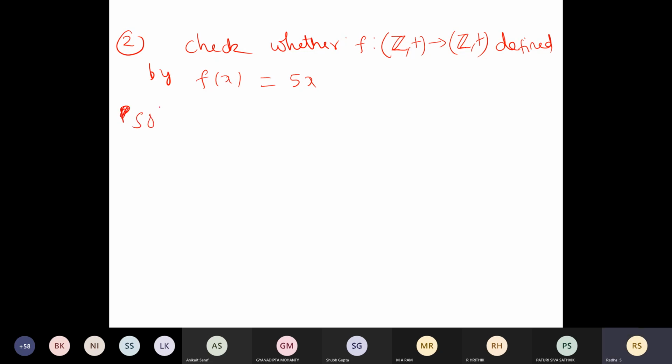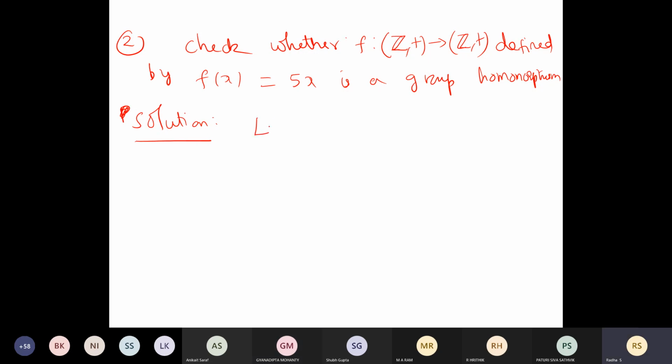Okay, solution. Will this be a group homomorphism? Why are you all feeling hungry? That is the reason you are not able to open your mouth. Yes, ma'am, it's group homomorphism.